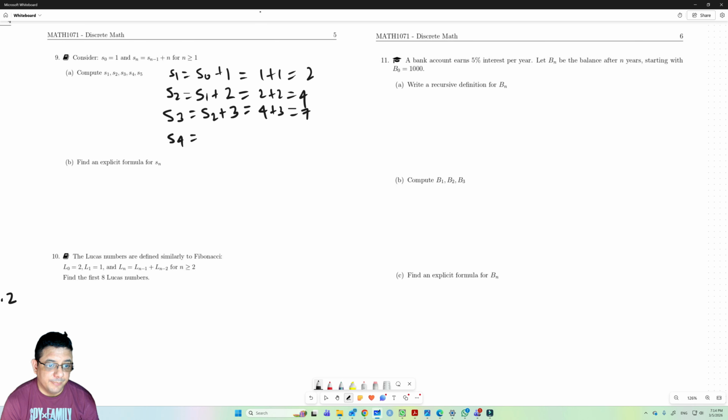S of 4, then we have S of 3 plus 3. And this is just 7 plus 3. It's 10. And S of 5 is just S of 4 plus 3, which is 10 plus, I made a mistake here. This is 7 plus 4 is 11. And so now we have 11 plus 5.